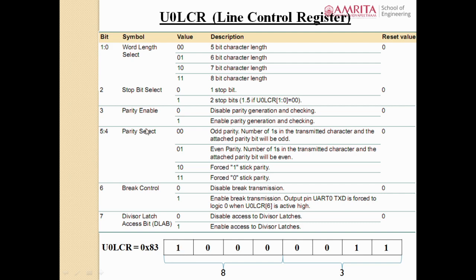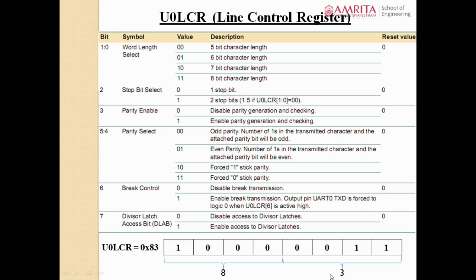So if you want to make all this configuration, that is 8 data bits, 1 stop bit, disable parity, break control I am disabling, and divisor latch access bit as 1, enabling divisor latch access bit, what value should be written to U0LCR? Right? 8 data length means you should write 1 1. Stop bit I am having only one stop bit, so 0. Parity enable I am disabling parity. Then the next two parity select bits also 0 0. Then break control it is 0. Last divisor latch access bit I am enabling.